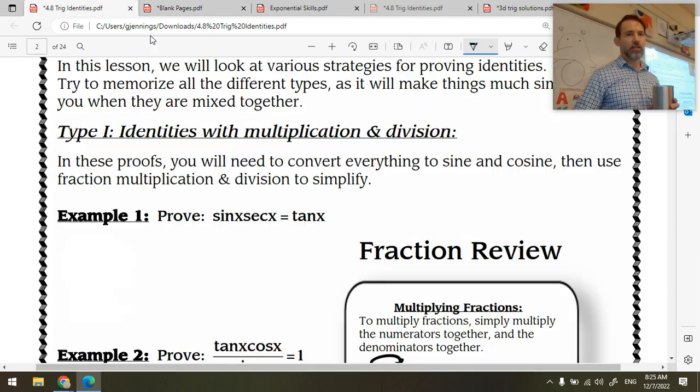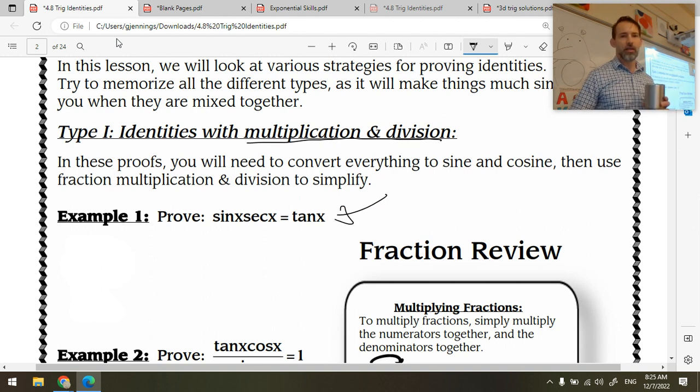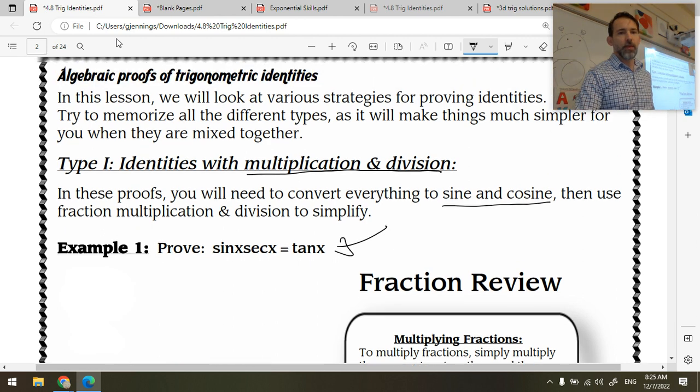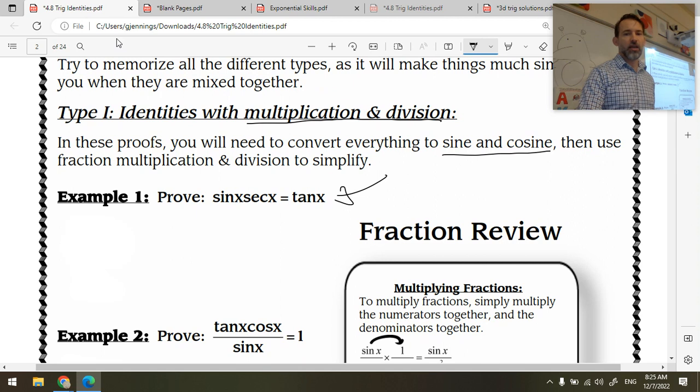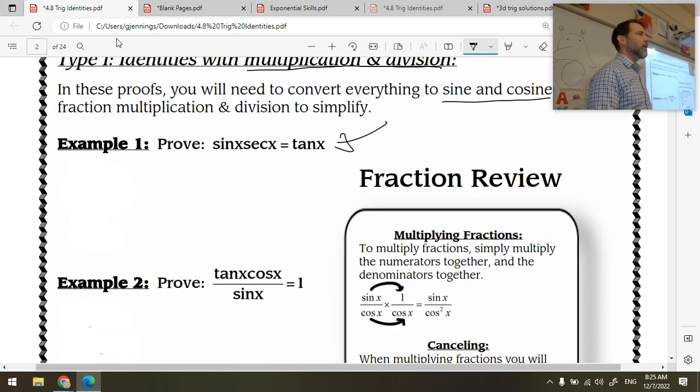Now let's take a look at when we have multiplication and division, and we've been asked to prove statements like this. Okay. In these proofs, we're going to convert everything to sine and cosine, and then use fraction, multiplication, and division to simplify these things. So let's take a look at how that can go. But one important thing, one skill that we're going to develop is split this equation into its left side and its right side and work on each separately.